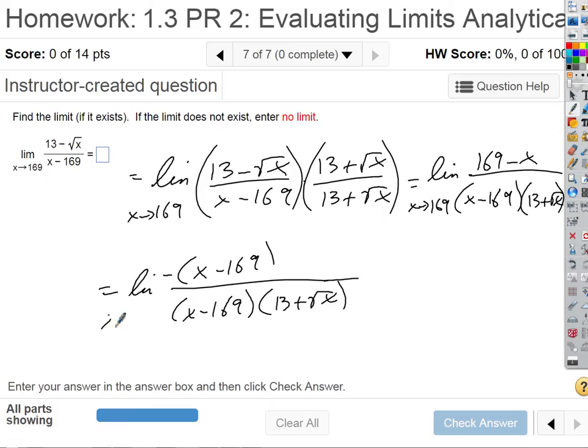As x approaches 169. Well, there we go. There's the hole, isn't it? The hole in the function is caused by these two factors that cancel algebraically. That's my 0 over 0 indeterminate behavior. Algebraically, I can cancel those, and then I'm left with the limit of -1 on the top over 13 plus the square root of x on the bottom. Well, I can take the limit. As x goes to 169, what's the square root of 169? 13, right? So if I take this limit, don't I just get -1 over 26?